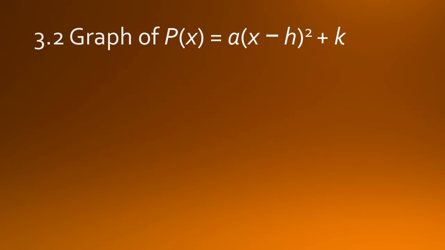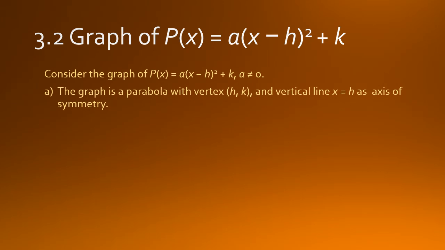All right, let's look at the graph of p of x equals a times x minus h squared plus k. First of all, the graph is a parabola with vertex h, k. The vertical line x equals h is the axis of symmetry. And the graph opens upward if a is positive and downward if a is negative.